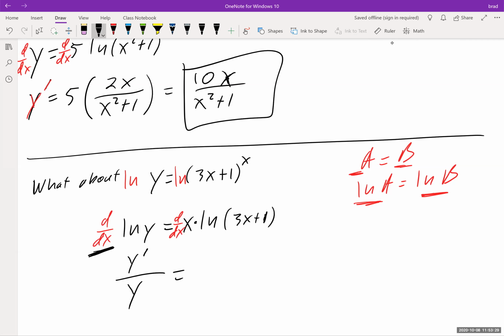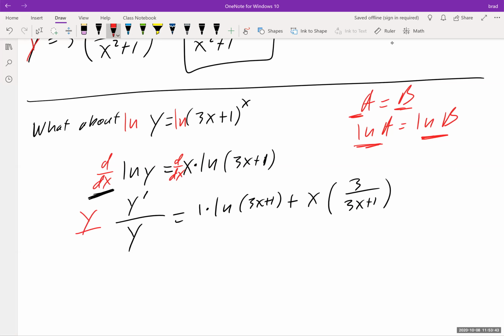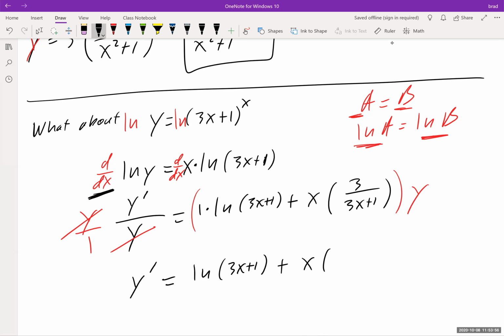Now we have to do the product rule. 1 times the natural log of 3x plus 1, plus x times the derivative of 3x plus 1, which is 3, over 3x plus 1. Okay, so now this is y prime over y, which equals ln of 3x plus 1 plus x times 3 over 3x plus 1.